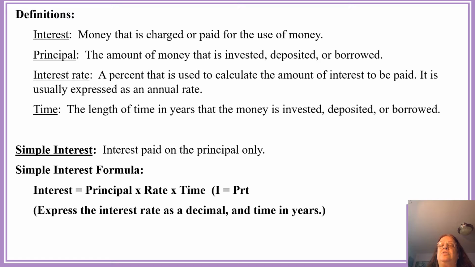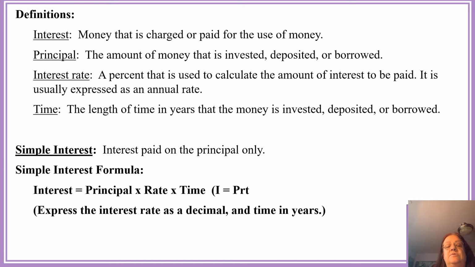Principal is the amount that you give them or that you borrow. Interest rate is that percentage that determines how much return, how much money you get back, or how much extra money you have to pay. Time is the length of time, usually in years, that you have borrowed the money or invested the money.